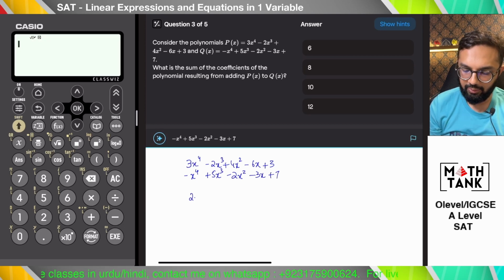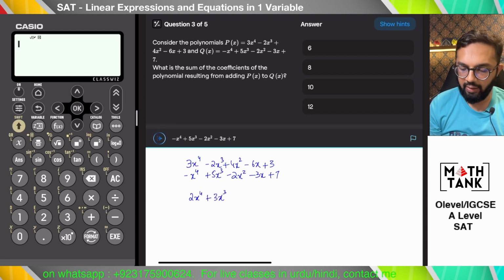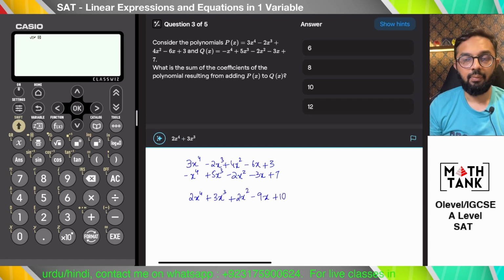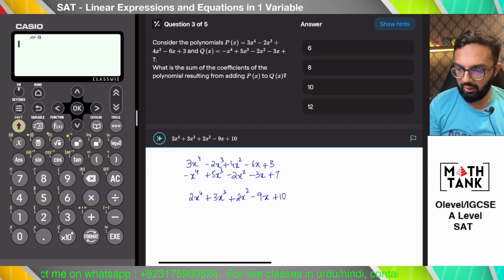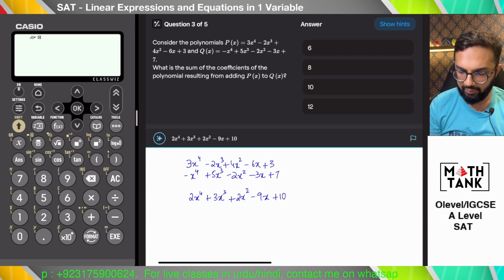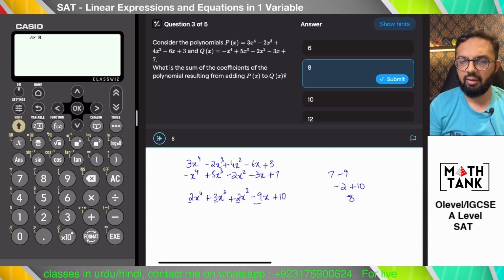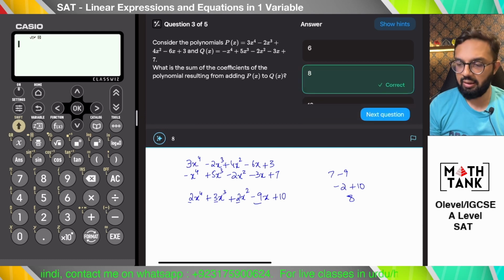Okay, so I get 2x to the power 4. When I add these two up, I get 3x cubed, 5 minus 2 is 3x cubed. Then 2x squared minus 9x plus 10. Okay, what do I end up getting? I want the sum of the coefficients. So that's 2 plus 3, 5. 5 plus 2 is 7. 7 minus 9 is minus 2. And plus 10 gives me 8. Let's check. That's the correct answer. Yes, that indeed is the correct answer.